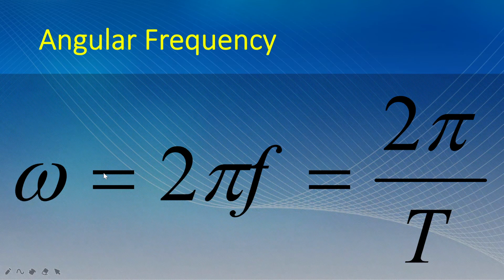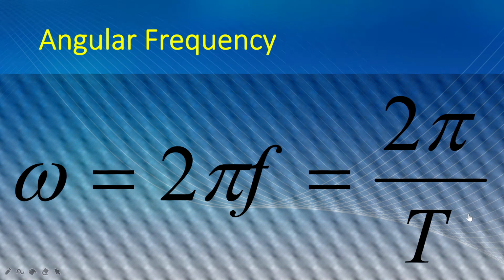And how about the angular frequency and period? Angular frequency and period are inversely proportional with each other. So when angular frequency increases, the period decreases. That is the relationship between your angular frequency and period.